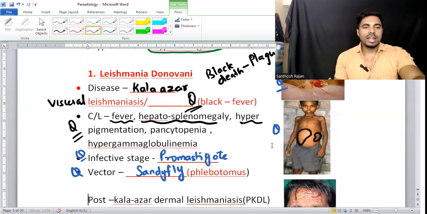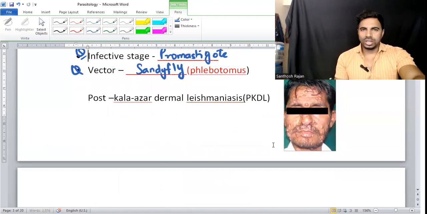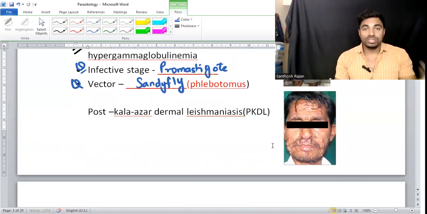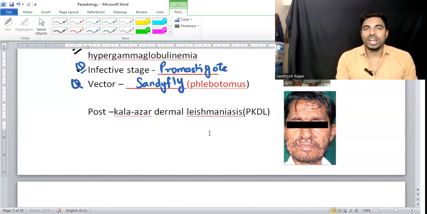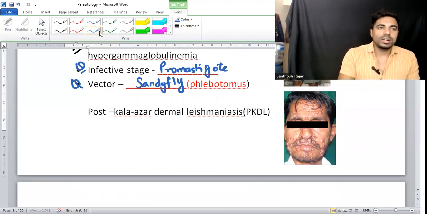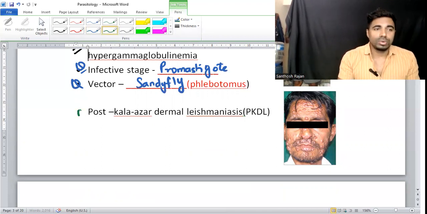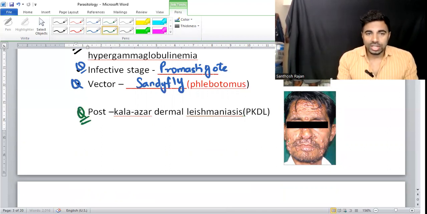And what happens after you treat the Kala-azar? Sometimes some of the Leishmania don't die. They remain there, and they cause an immune reaction. They cause an immune attack. That is called post-Kala-azar dermal leishmaniasis. See, it looks like this. It looks like leprosy. It's very difficult to identify. It's like leprosy, but not leprosy.